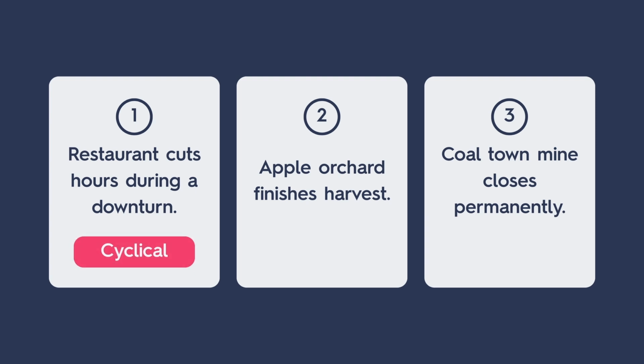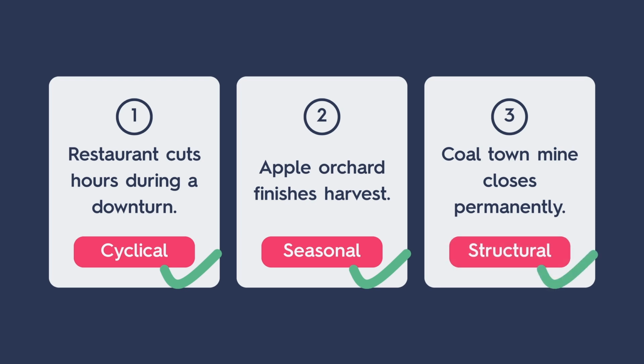The restaurant cuts are cyclical, rising and falling with the economy. The orchard's harvest pattern is seasonal, repeating each year. The mine closure is structural because the local industry is declining long-term. There is one more scenario worth examining.